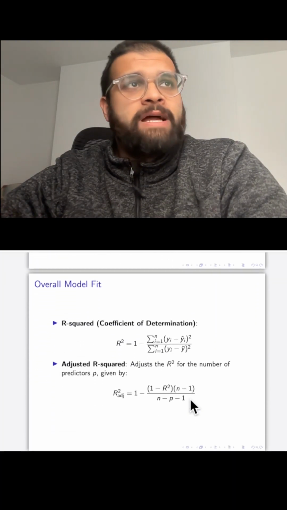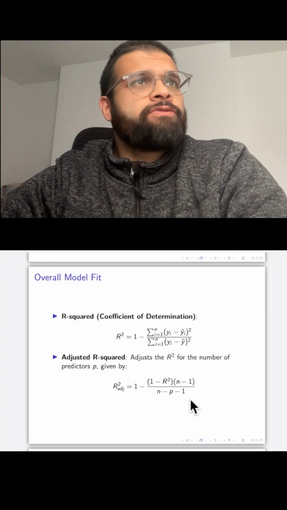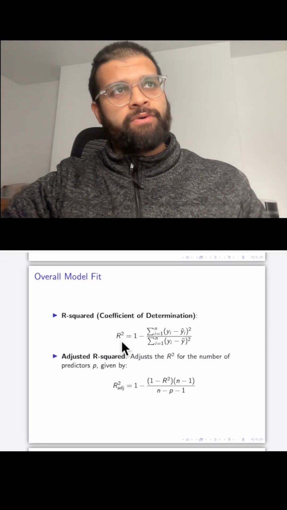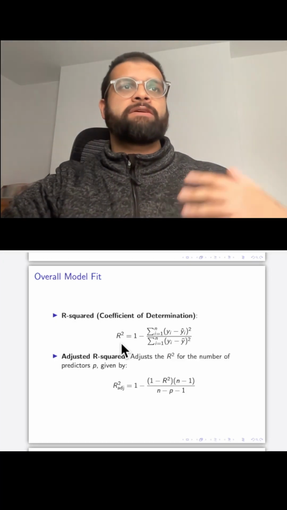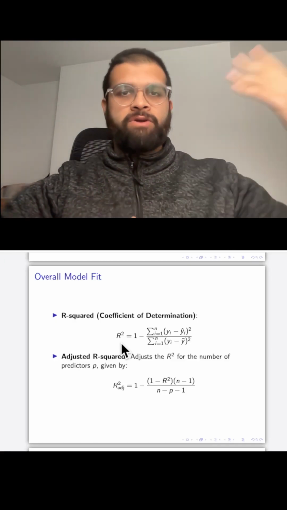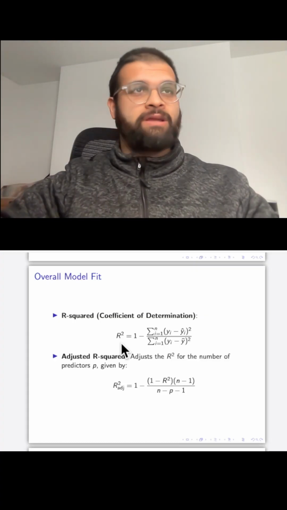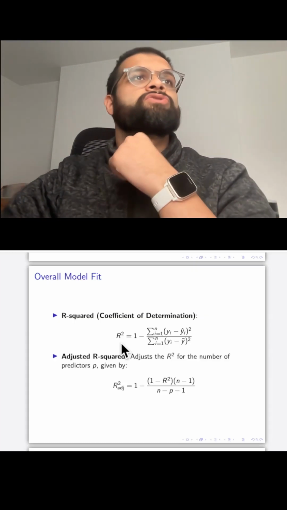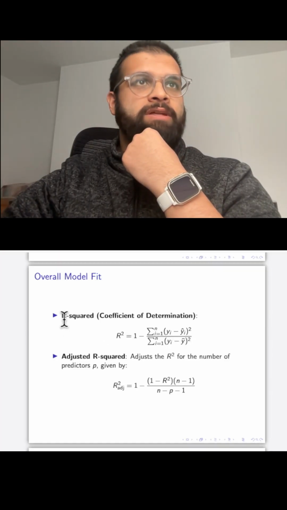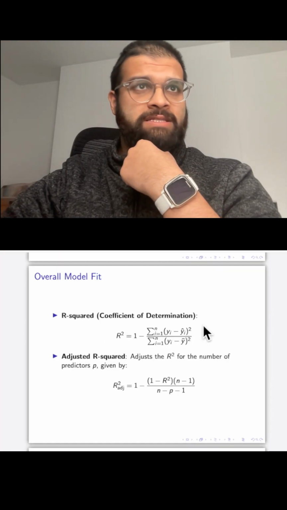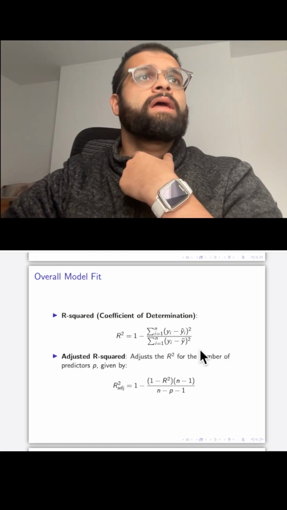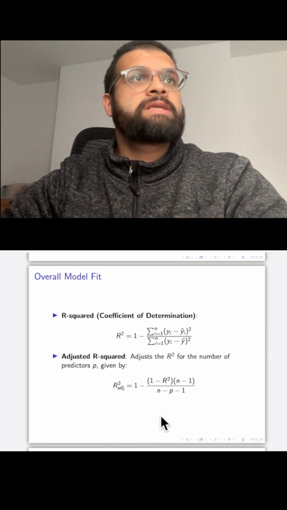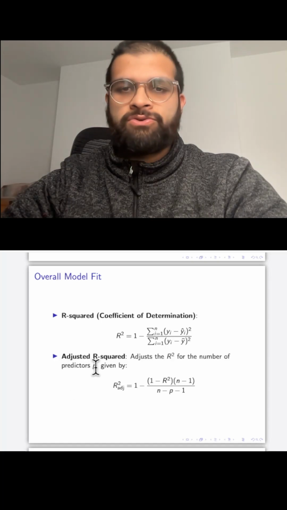And the last batch is the overall fit. So this is a different type of metrics where it says that if the value is very close to 1, it's a good metric, and if the value is very close to 0, it's a bad metric. So if we have r squared right here, which looks like this. And then we also have adjusted r squared, which takes the predictors into account.